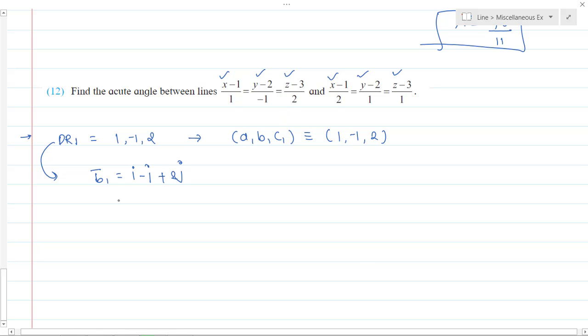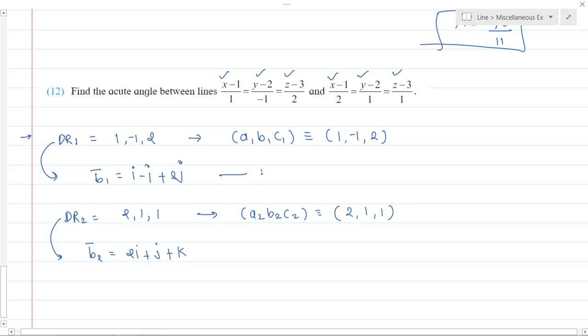Then what about the second? So let's find out the second direction ratios. So it is 2 comma 1 comma 1. So let's name this as a2, b2, c2. So it equals 2 comma 1 comma 1. So what will be the vector which is parallel to the second line? So that becomes 2i plus j plus k. So these are the two vectors we get now. Okay, so this is the first vector and the second vector.